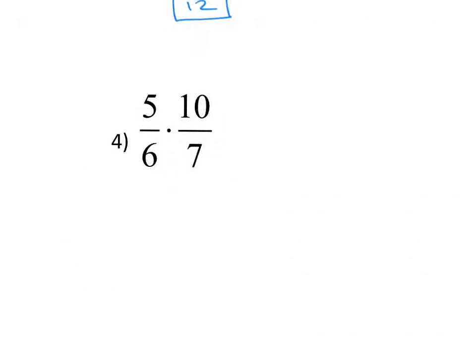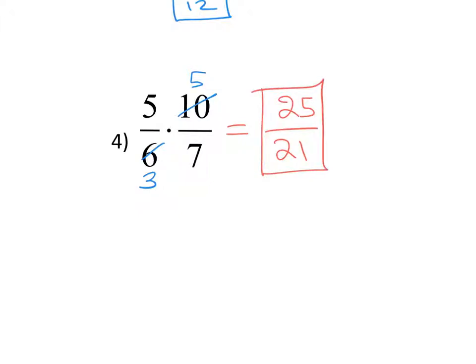Now, individually, those fractions don't reduce, but one of the things to look out for is you can reduce diagonally too. So 10 and 6 both can divide by 2. So I'm going to cut those both in half. All right, so the 10 becomes a 5, the 6 becomes a 3, because I'm just dividing both of them by 2. All right, well, when I do that, I get 5 times 5 is 25 on top. 3 times 7 is 21 on the bottom. 25 over 21 doesn't reduce, so there's my final answer there.